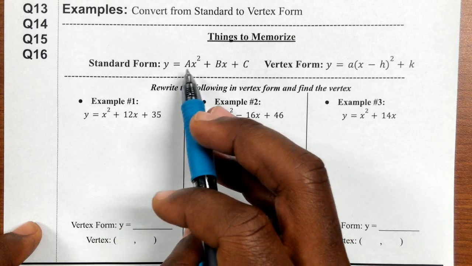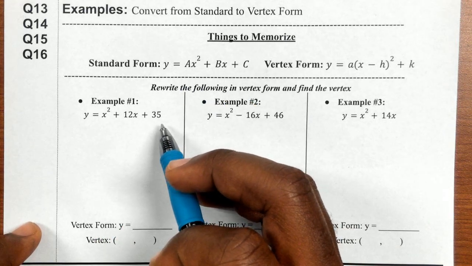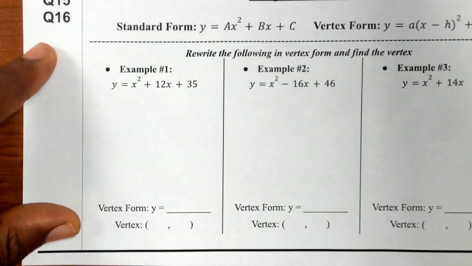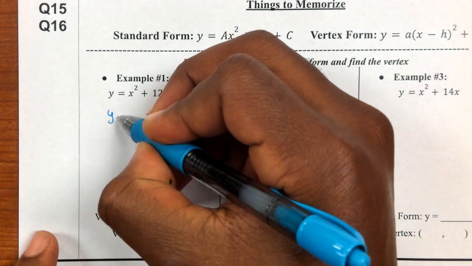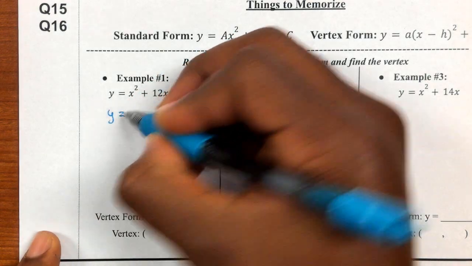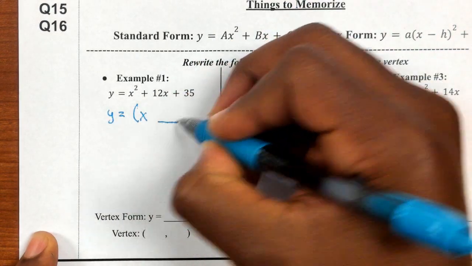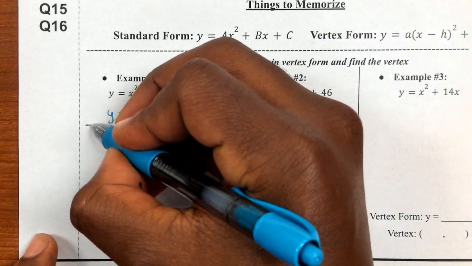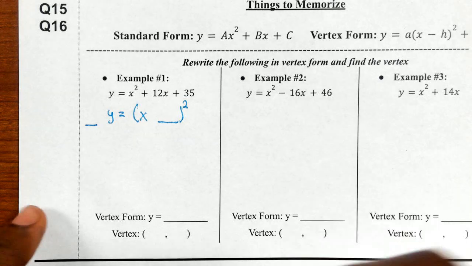So again, first we're going to evaluate if it is in standard form. Does it look like our standard form? Yes, it is in standard form. So now we're going to convert it to vertex form. Pay attention carefully, guys. This is what you're going to do. We're going to rewrite the y, and we're going to write that it's equal to parentheses x, some number, parentheses squared, and then some number right over here.